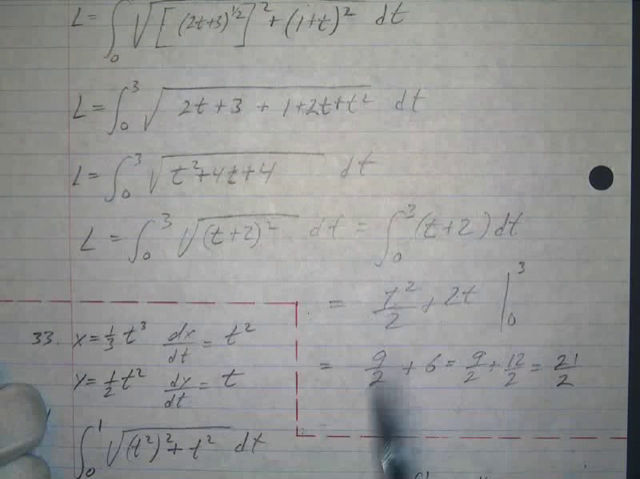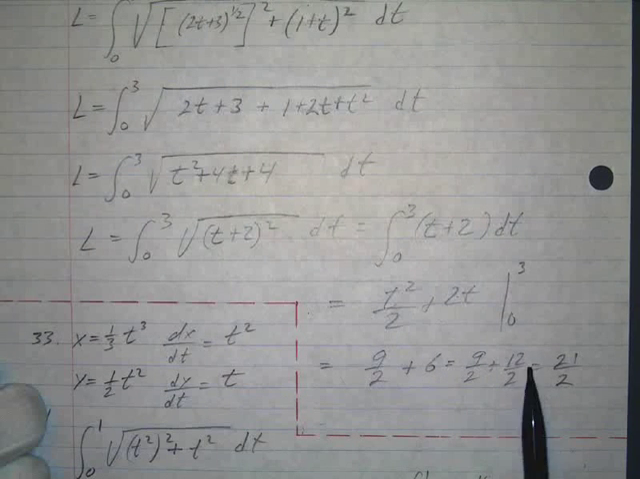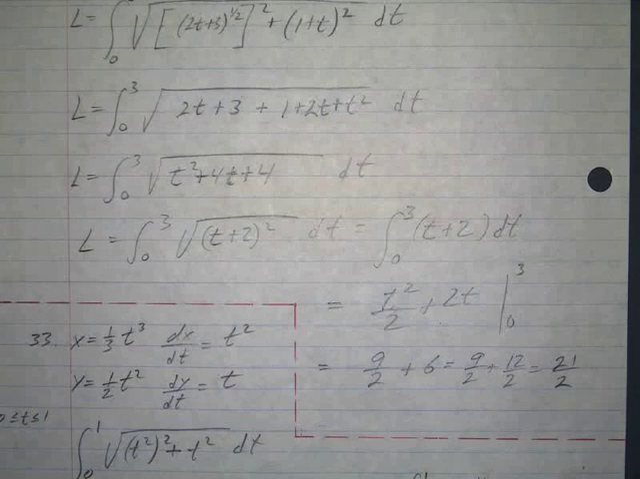Well, the zeros go away, so we just evaluate this at 3. We get 9 over 2 plus 2 times 3, which is 6. 6 is 12 halves, so 9 halves plus 12 halves is 21 halves. These are all pretty well designed, so they work out nicely as far as algebra is concerned.